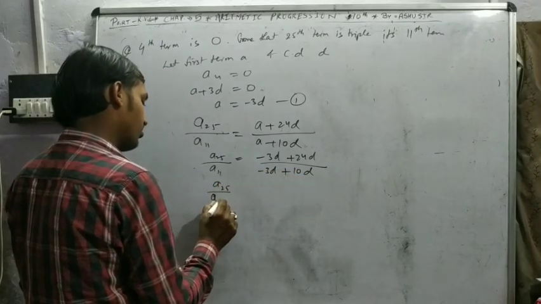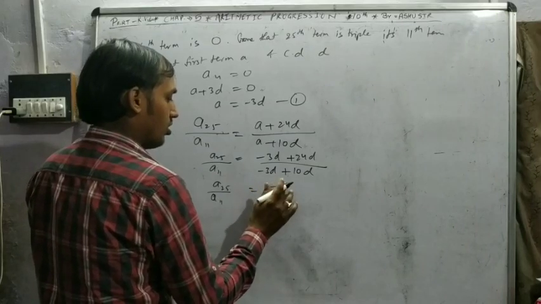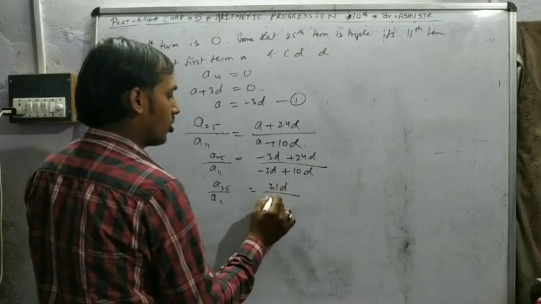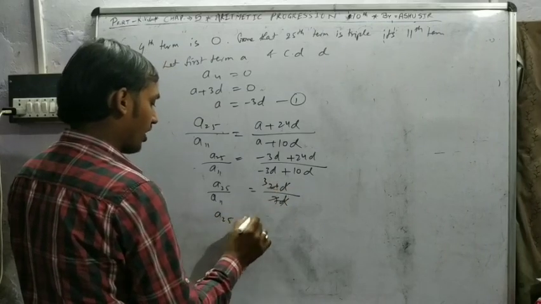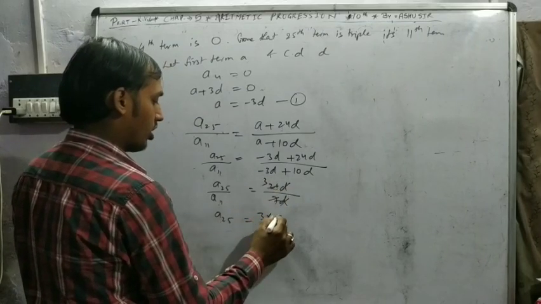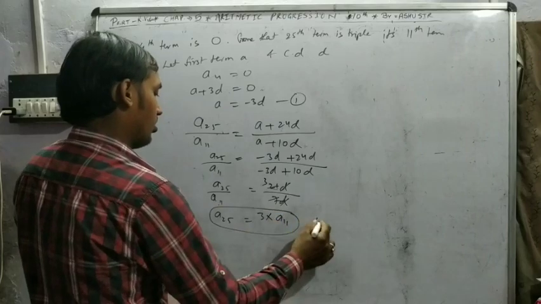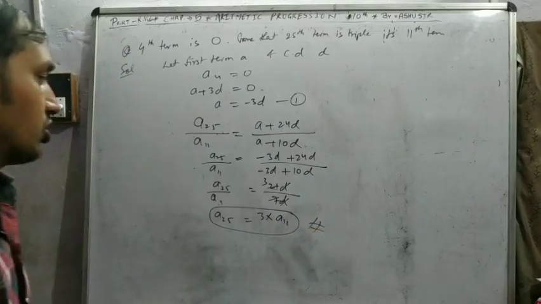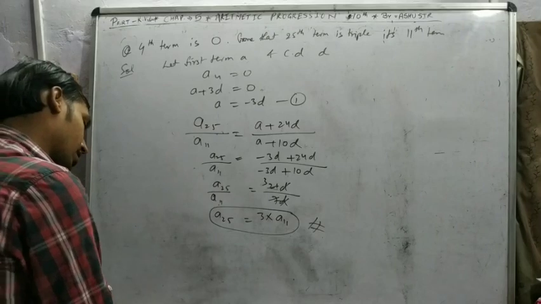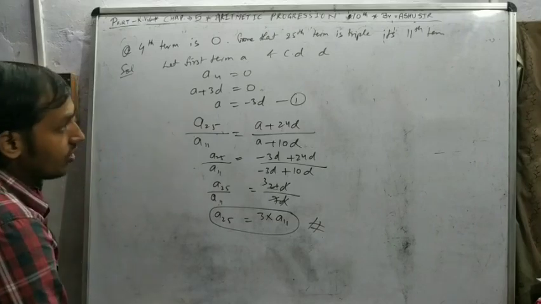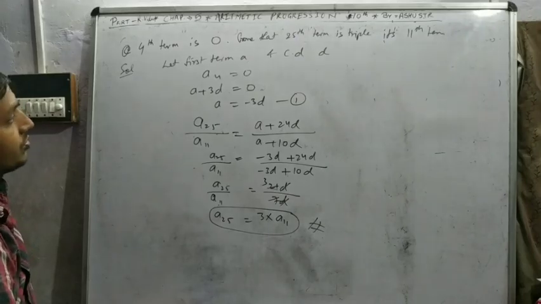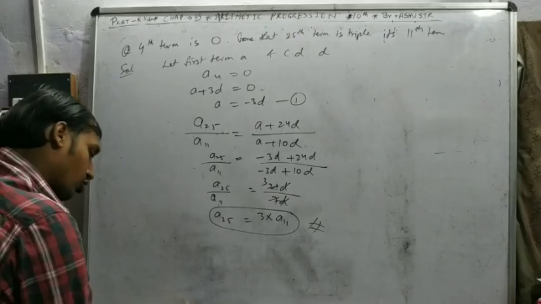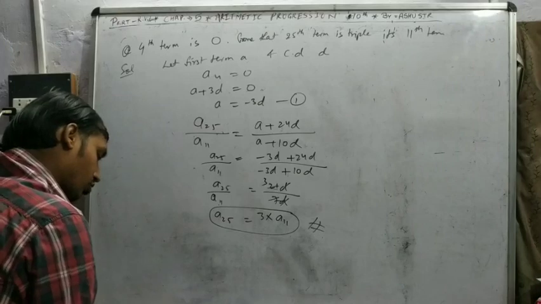This is the same as 21D upon 7D. D cancels, giving 3. So A25 is 3 into A11. The 25th term is triple of its 11th term. I hope you see that without any types of conditions, we can find and prove them for the basic question.